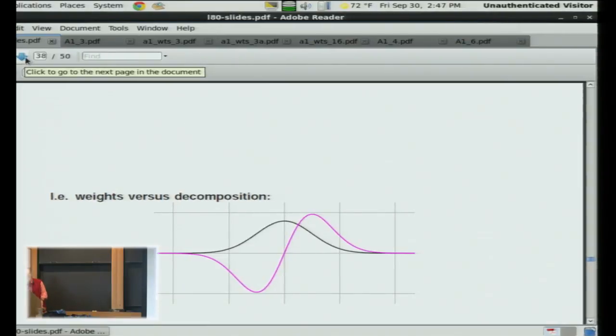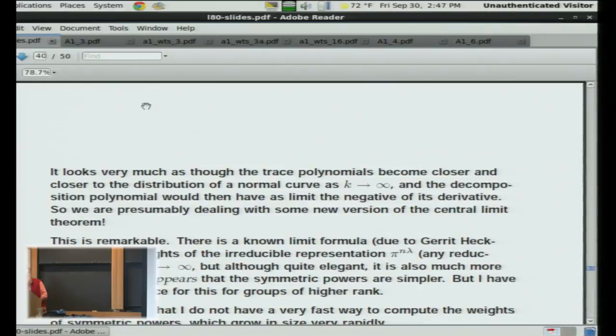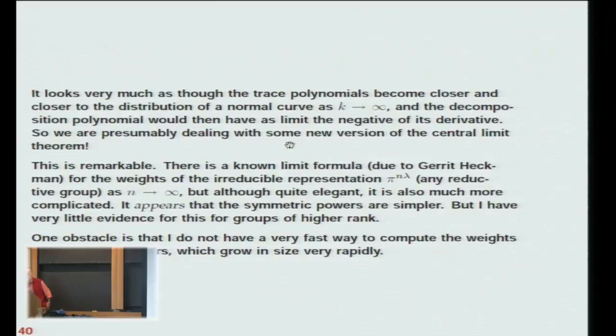So this is just to remind you, it's the normal curve versus its derivative. What we've been looking at all along are things like the derivative of the normal curve. And then I do this. Control L. Okay, so it looks very much as though the trace polynomials have something to do with the normal curve. At first I was really hopeless. I thought it was terrible. What's remarkable about this is if I do a very similar problem, I take an arbitrary irreducible representation with highest weight lambda, and I look at the weight decomposition of pi n lambda as n goes to infinity.